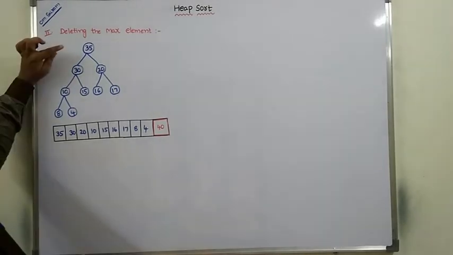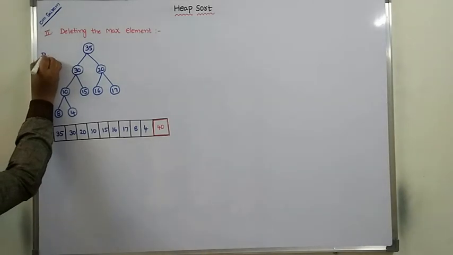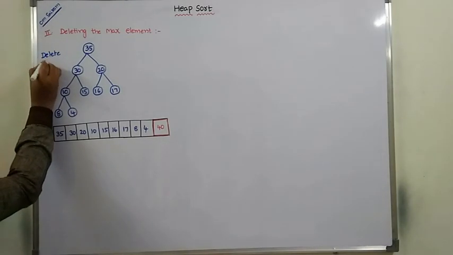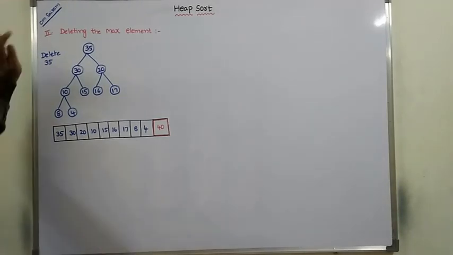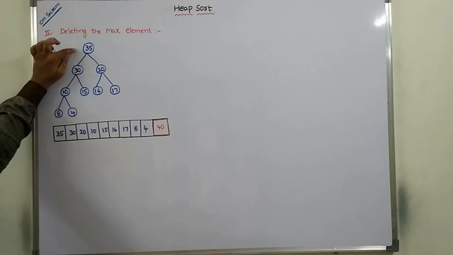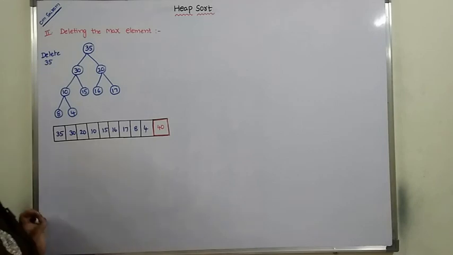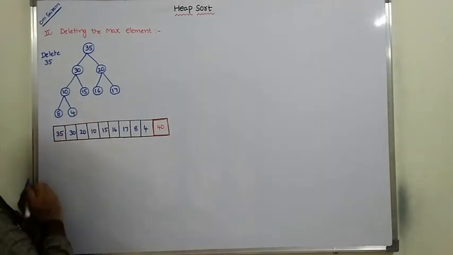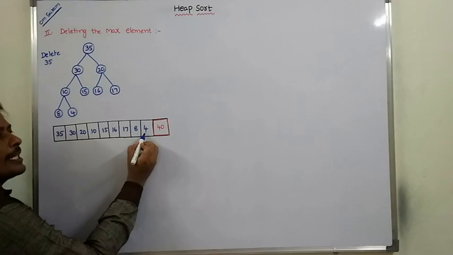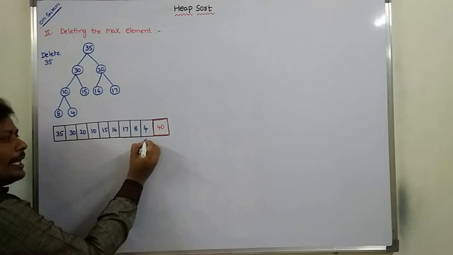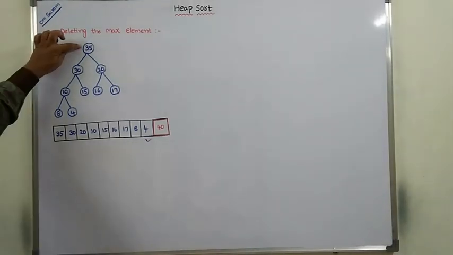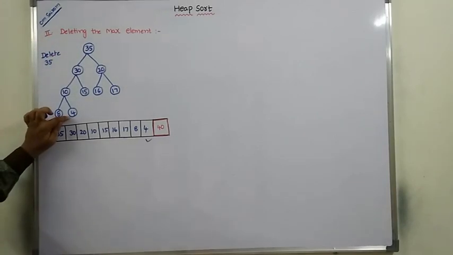Next we have to delete the maximum element, that is 35. So delete 35. Now after deleting 35 at the root node, it can be replaced with the last element in the complete binary tree or maximum heap. The last element in this one is 4. 40 is not considered because it is already deleted, only this. So 35 can be deleted at the root node, and now it can be replaced with the 4.